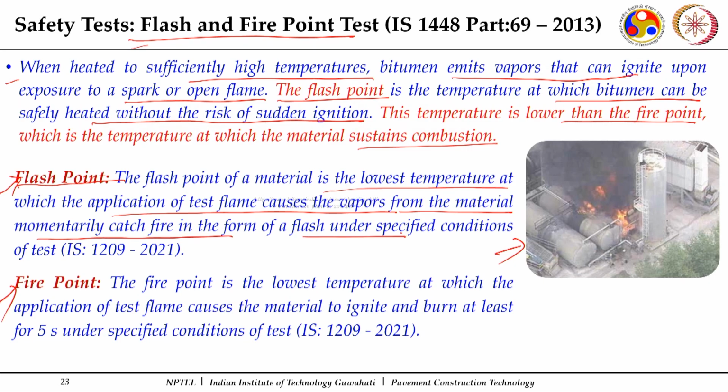So, I can heat a binder sample and reach temperatures where vapors will get generated. If a flame is brought near it and you see some flashes, then you can call it the flash point. And if you further heat it, then the material starts burning, it ignites. That is your fire point. We do not check for the fire point, we check for the flash point.